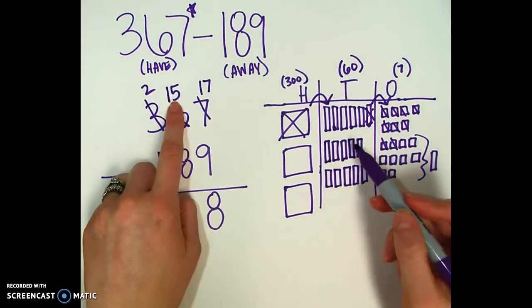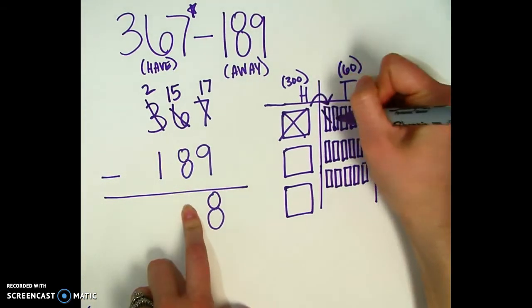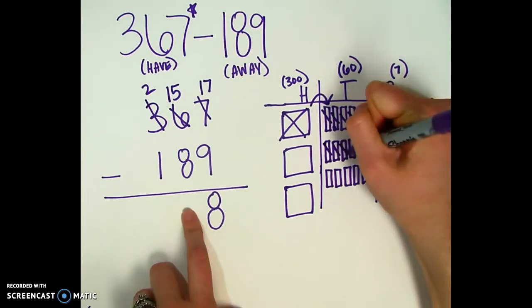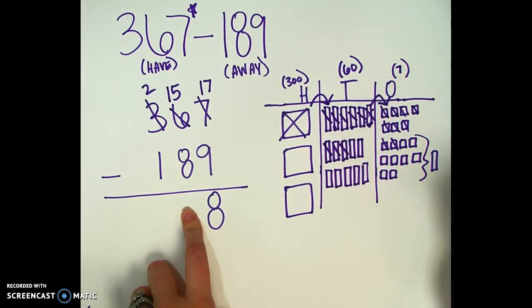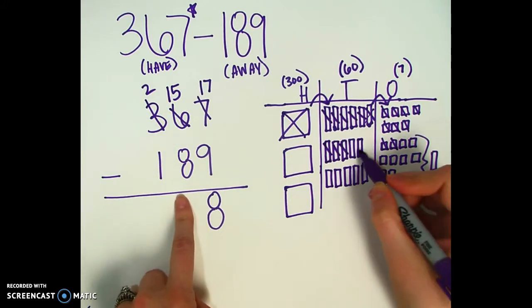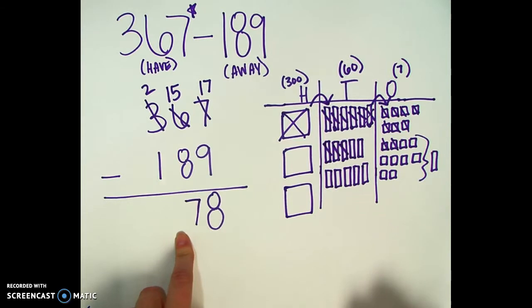Now, we take 15 and we take 8 away. 1, 2, 3, 4, 5, 6, 7, 8. Now how many are left over? 15 minus 8 is 1, 2, 3, 4, 5, 6, 7. 15 minus 8 is 7.